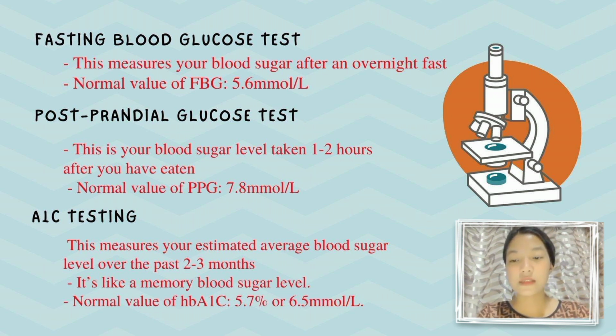The second test is the postprandial glucose test or PPGT. So this test measures your blood sugar level taken 1 to 2 hours after you have eaten, which means the patient needs to have lunch and then go for a blood test where the blood sugar level will be tested. It shows how your body responds to sugar and starch and tells you how high your blood glucose goes after eating. So the normal value of PPGT is 7.8 millimoles per liter.